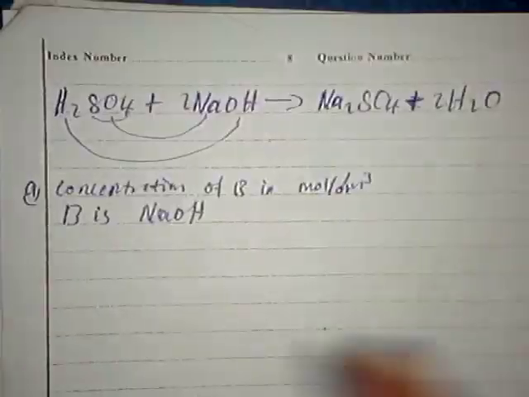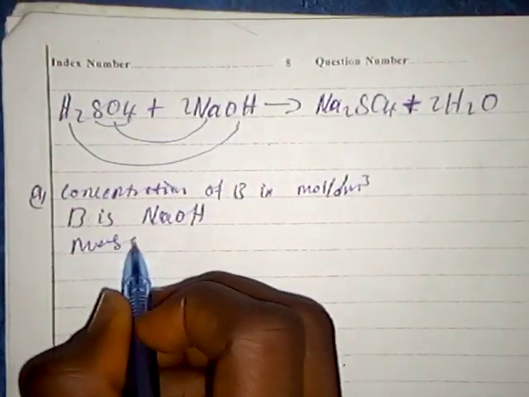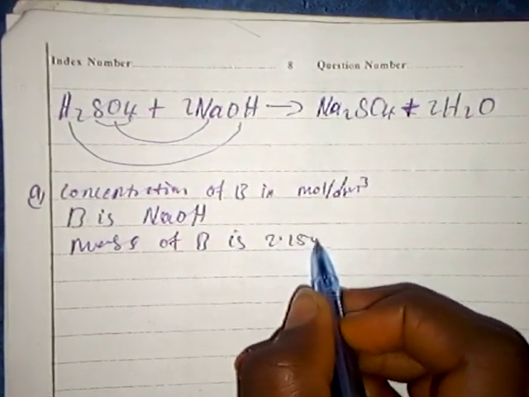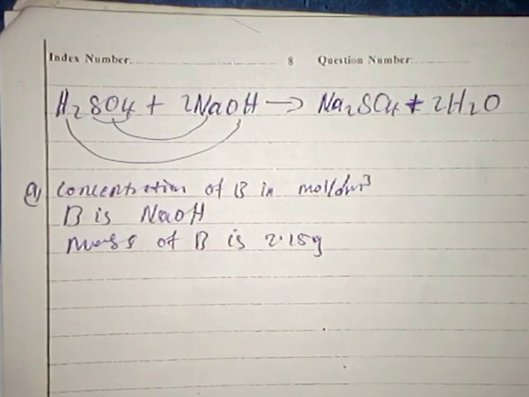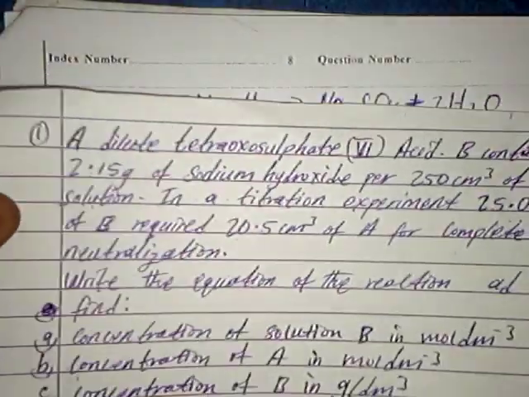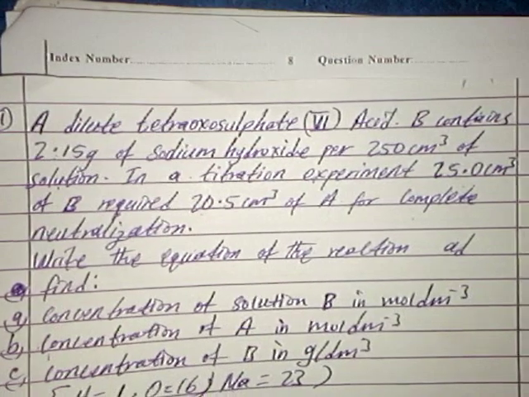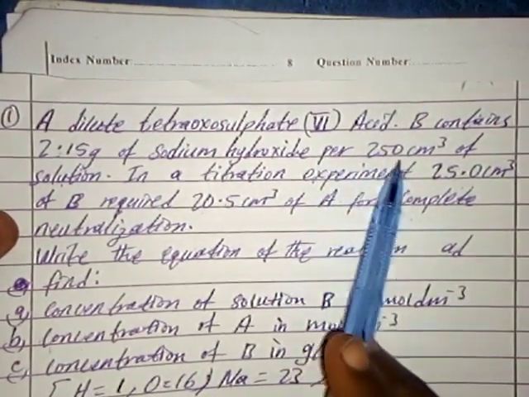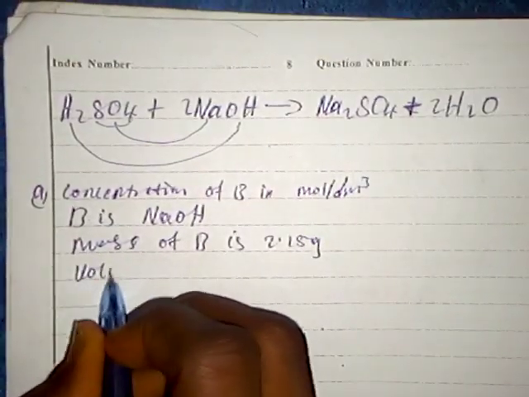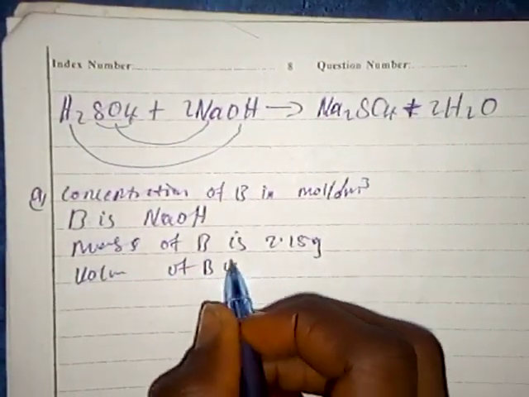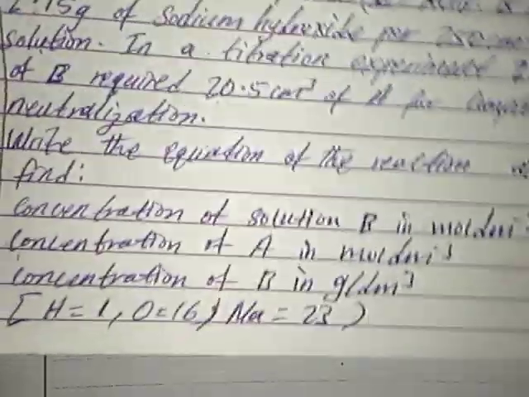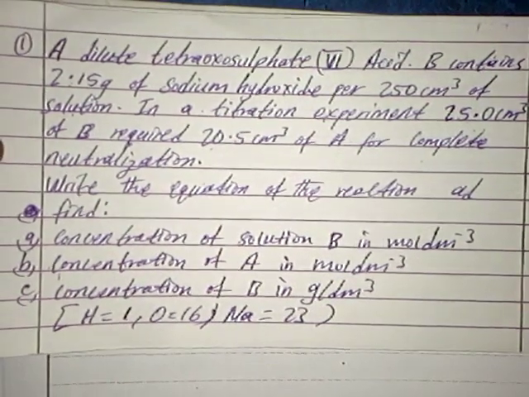Now, what is the mass of B in the question? It is 2.15. So the mass of B is 2.15 grams. So anytime they give you the mass, take note. Now what are we going to do? What is the volume of B? If you read, they give us two volumes of B, but we are going to take the first one first, which is 250 centimeter cube. So the volume of B is 250 centimeters cube. You get it? That's the volume of B, which we must understand, right?